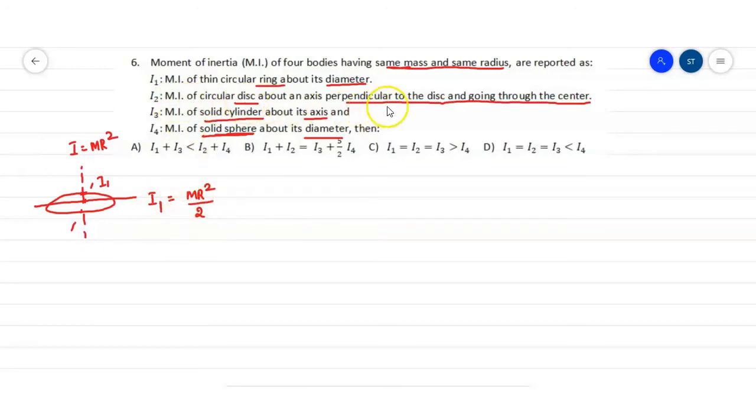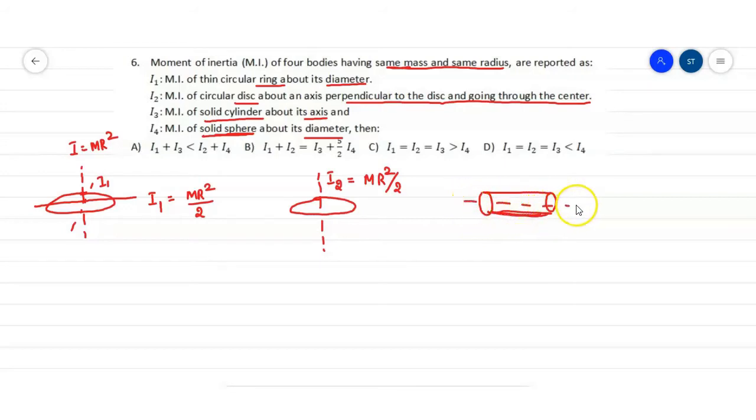Next I2. Disc about an axis perpendicular to it. So if you take a disc about an axis perpendicular to it, means its natural axis. About its natural axis, the moment of inertia of a disc is equal to mr square by 2. We can already see I1 and I2 are equal here. Let us see about I3. Solid cylinder about its axis. Solid cylinder will be similar to a disc about its axis. So again I3 will be equal to mr square by 2. So again here I1, I2 and I3 are equal to each other.